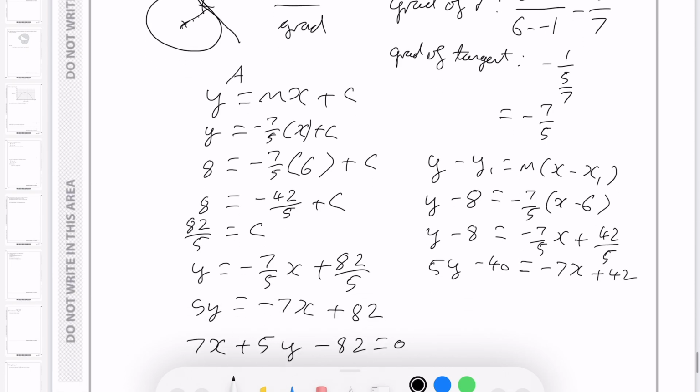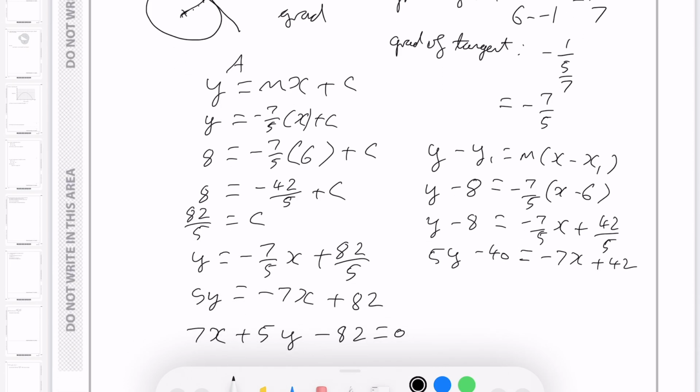And then, same as before, move everything onto the left-hand side to get it in the correct form. We can say that's 7x plus 5y, take away the 42 from 40, and we end up with minus 82 equals 0, exactly the same answer. Perfect.